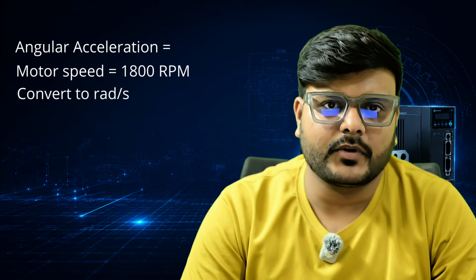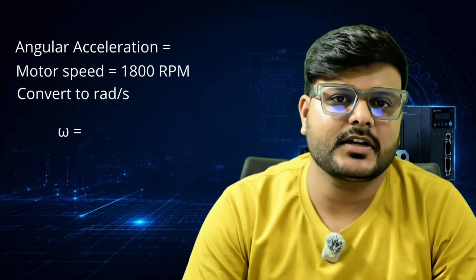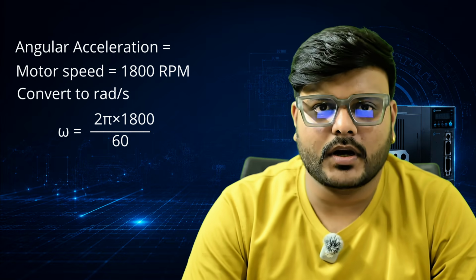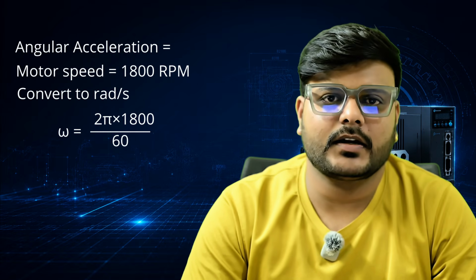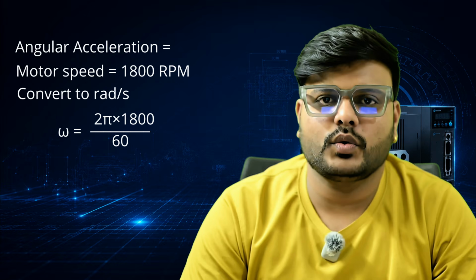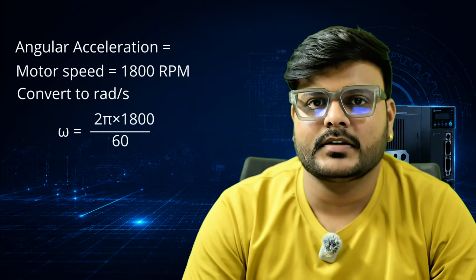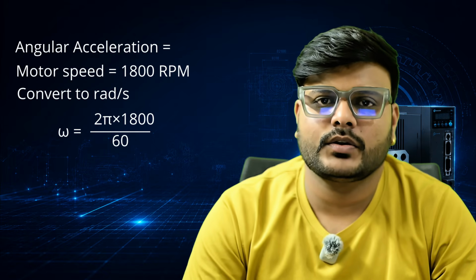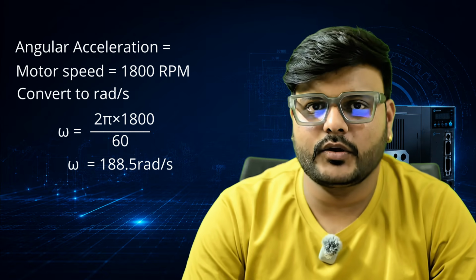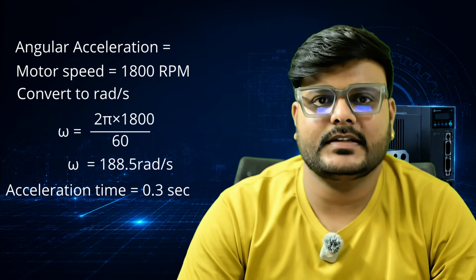So we know the formula: omega is equal to 2 pi n divided by 60. Our n, which means our motor rpm, is 1800 rpm. Substitute the values in the formula: 2 pi multiplied by 1800 divided by 60. So we get 188.5 radians per second. Our acceleration time is 0.3 second.